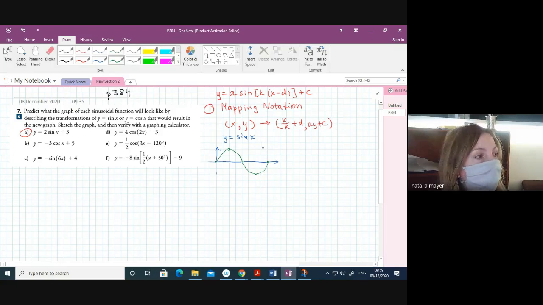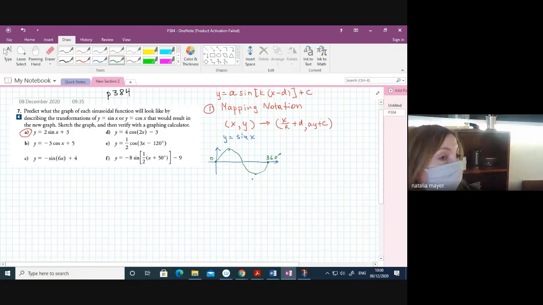Okay, right. Now, based on this wave, and your previous experience with this function through the investigation which you submitted recently, tell me what is the x coordinate of this point? 360, absolutely. What is the coordinate of this point? 0. And if you just remember this, it's going to be enough.